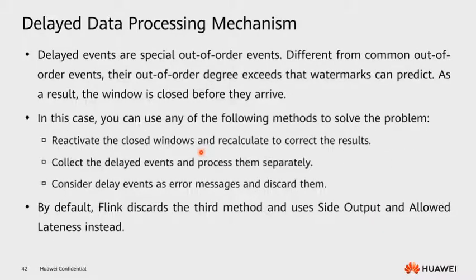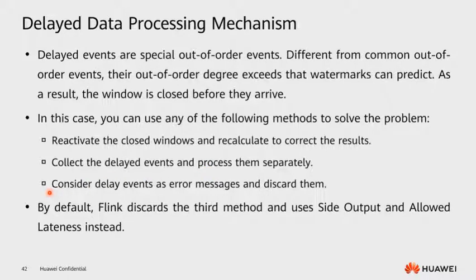But how do we deal with the delayed data? There are also 3 methods. The first method is to reactivate the closed windows and recalculate to correct the results. In this method, the previous window is not destroyed, but preserved for a certain time period. And if the delayed data arrives within the time period, they can be added into the previous window. By contrast, the second method is to set up a new window and calculate the delayed data in the new window separately from the previous one.